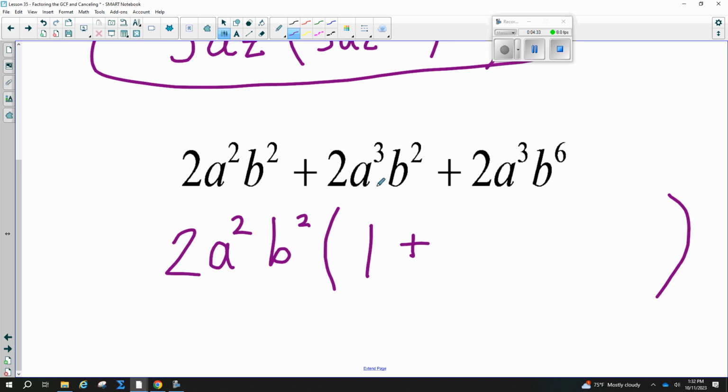I took out 2 of these 3 A's, so how many are left? 1. I took out both B's, so that's gone, okay? Plus, I took out the 2. I took out 2 of the 3 A's, so how many are left? 1. And I took out 2 of the 6 B's. How many are left? 4. All right. And that is my answer.